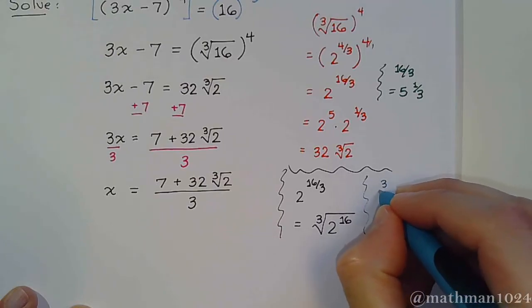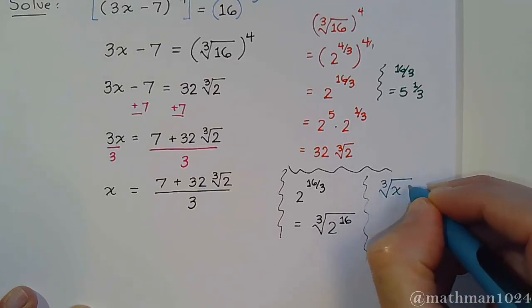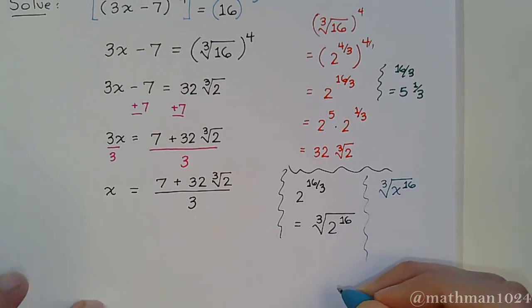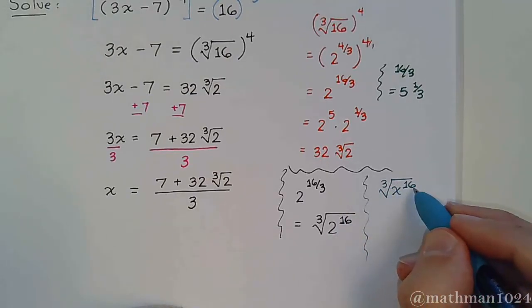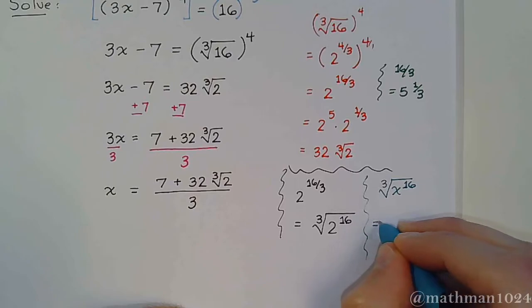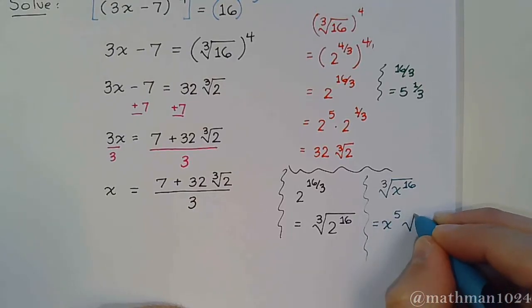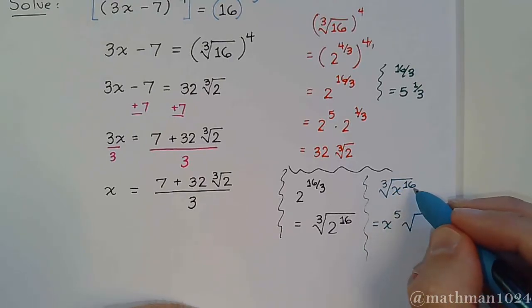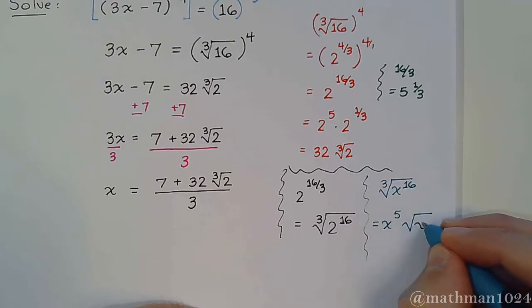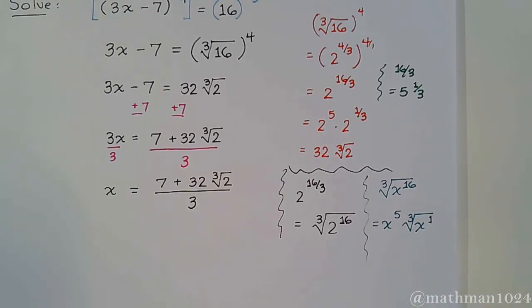If I had written the cube root of x to the 16th, we know that the trick here is to divide 3 into 16, and that tells you how many factors of x could come out. So there would be 5 factors of x. When you divide 3 into 16, you get 5 with a remainder of 1. Okay? So it looks like that.